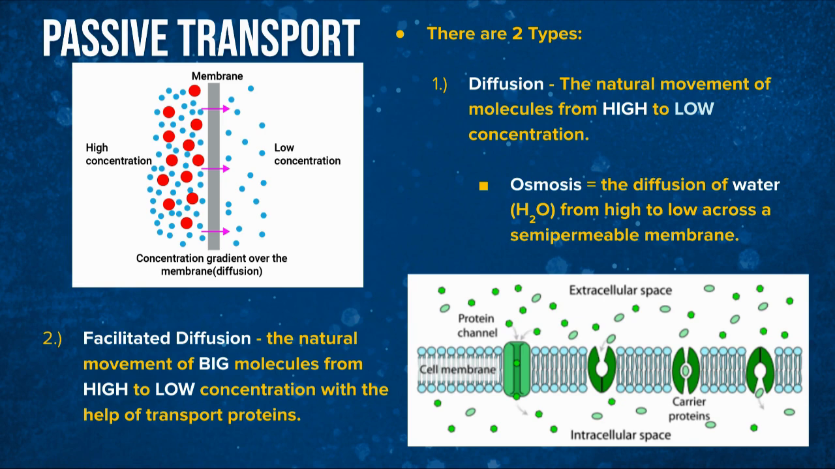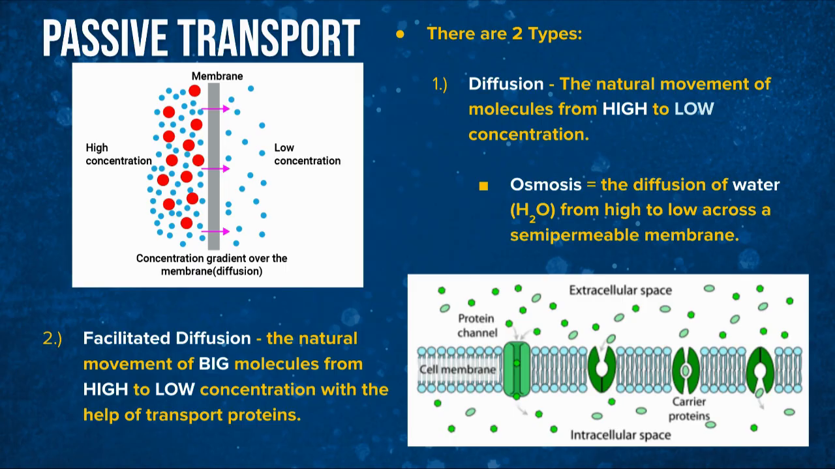And there's a type of diffusion that specifically relates to water, and that is called osmosis. I want you to put an asterisk or a star by that in your notes. Whenever water is involved, it's more than likely going to be osmosis. So the diffusion of water moving from an area of high concentration to low concentration is called osmosis.